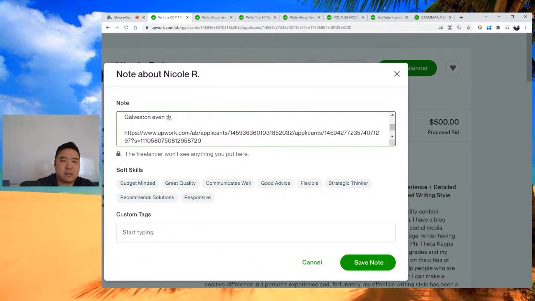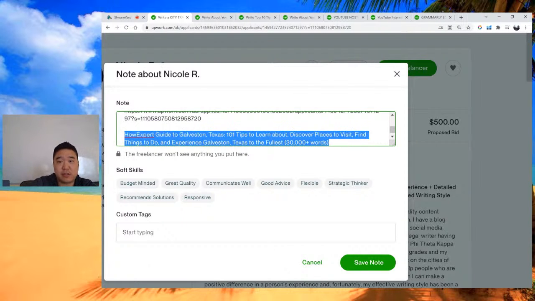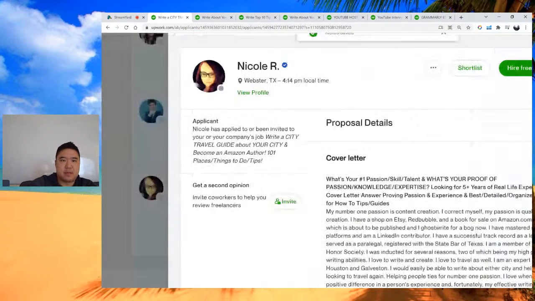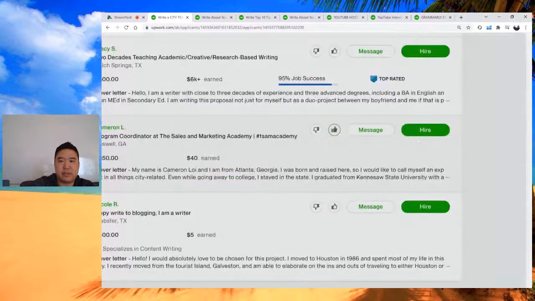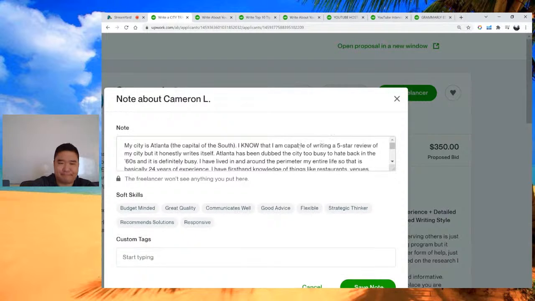Okay, great. And what I'm going to do, by the way, right now, because I need the structure again. This is Nicole. Okay, for the other writer, I'm interested in Cameron here. What I'm going to do is get the title.